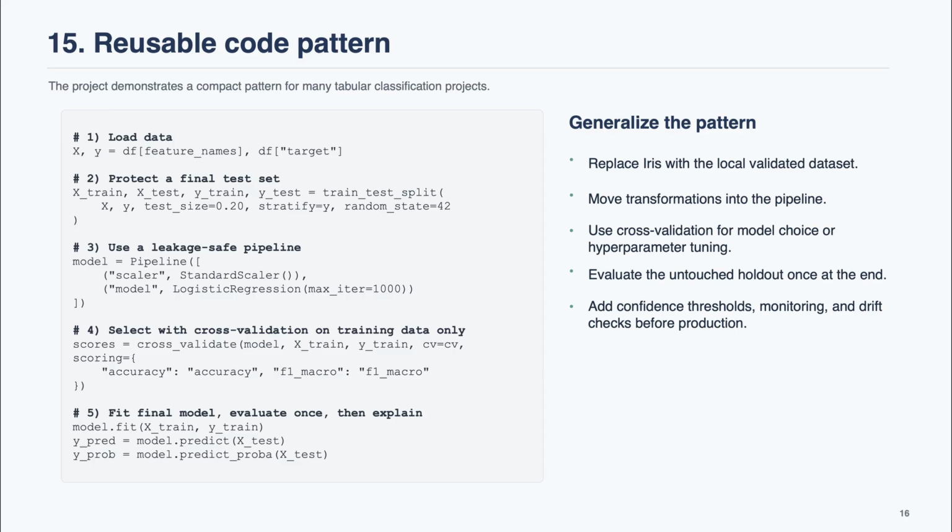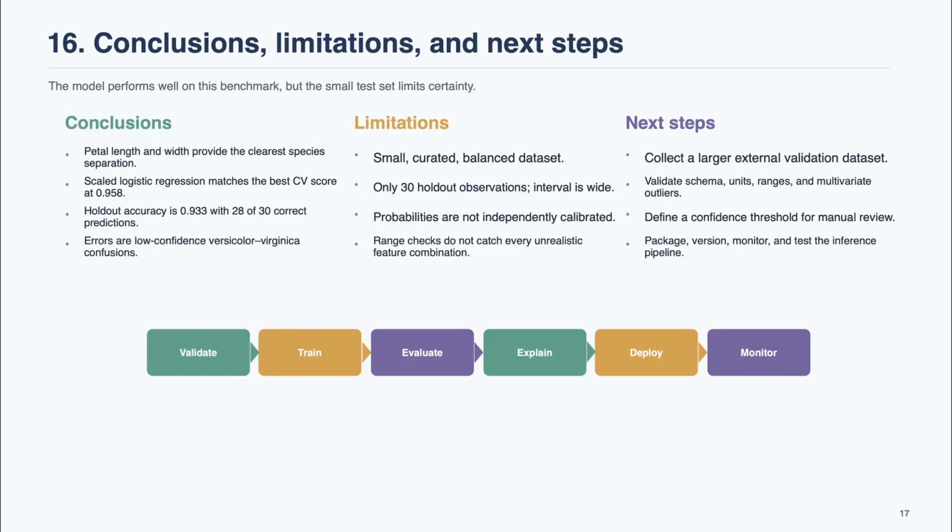For real-world use, we would also add stronger validation, monitoring, drift checks, and model versioning. This project successfully demonstrates a complete supervised classification workflow. The main conclusion is that petal length and petal width provide the clearest separation between IRIS species. Scaled logistic regression matches the best cross-validation score, with a mean accuracy of 0.958. On the holdout test set, it achieves 0.933 accuracy, correctly predicting 28 out of 30 examples. The errors are low-confidence confusions between versicolor and virginica, which is consistent with the overlap observed during exploratory analysis.